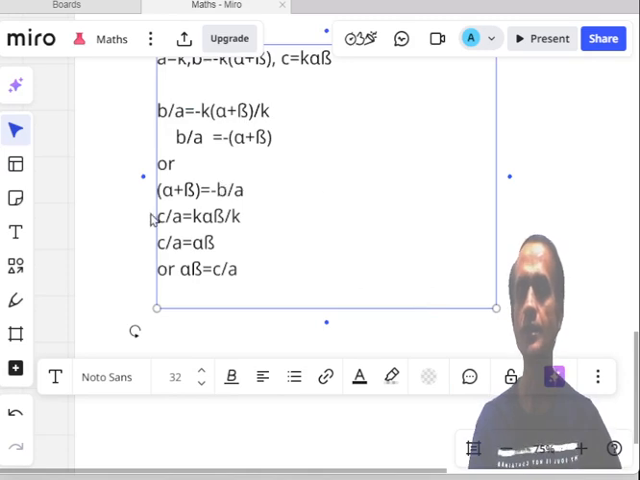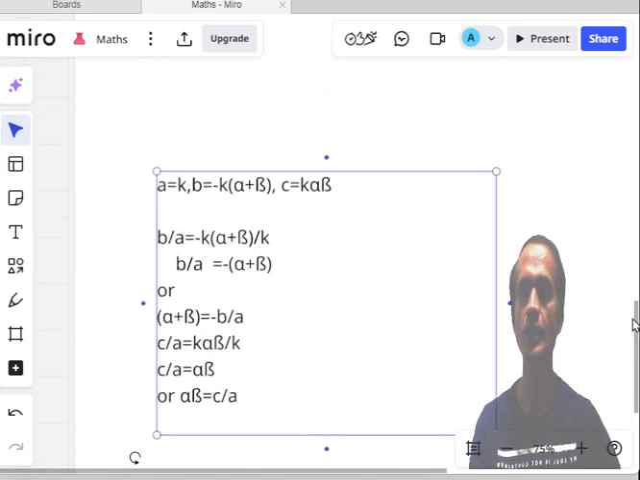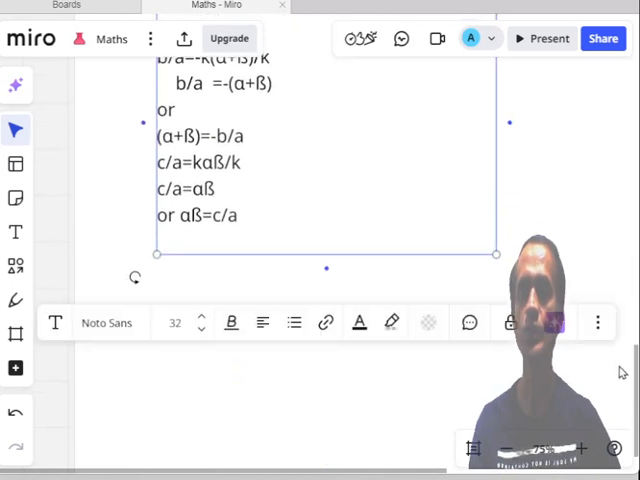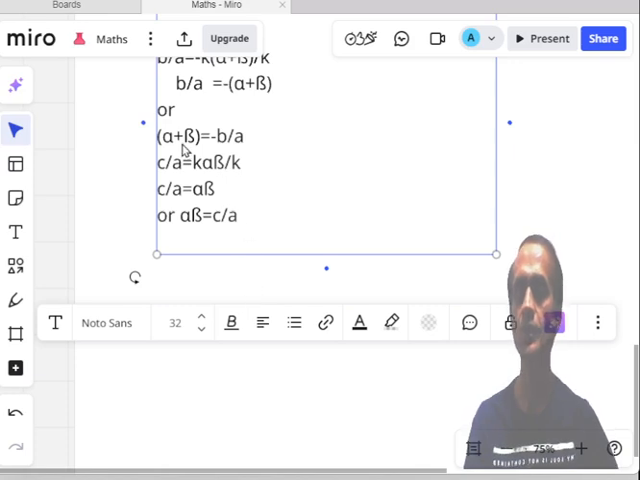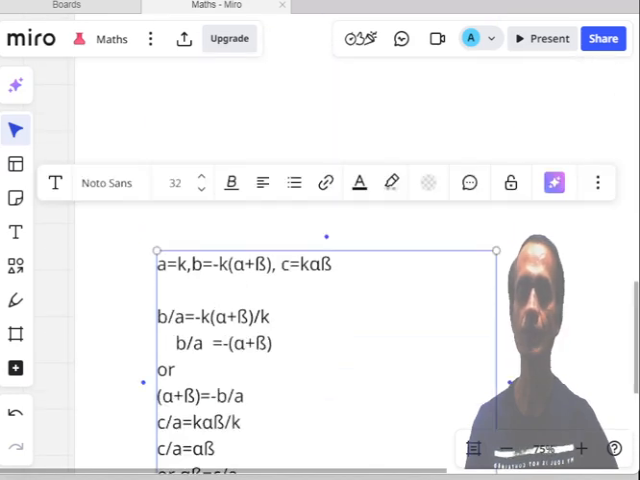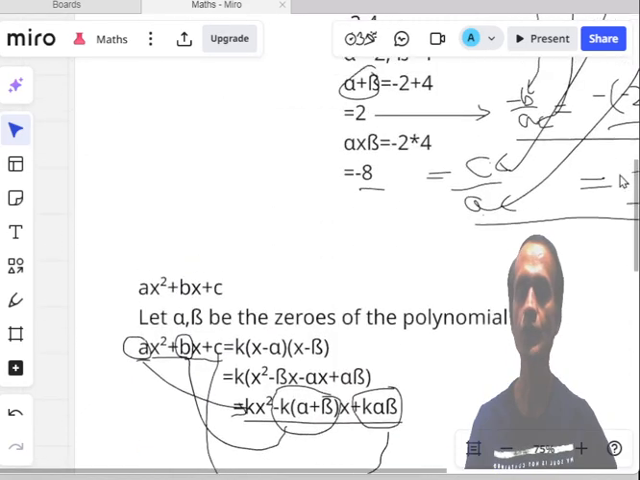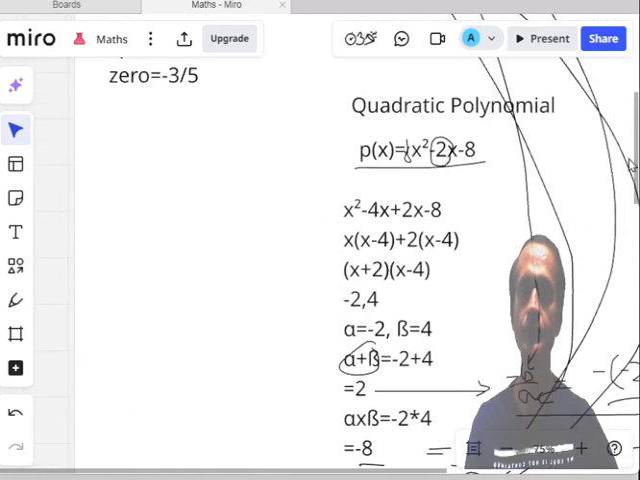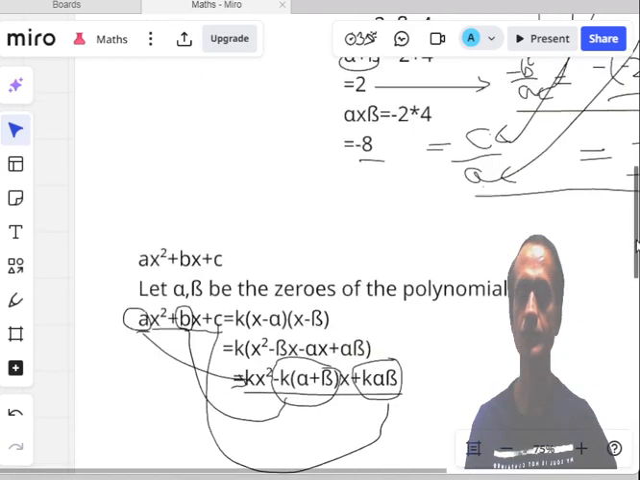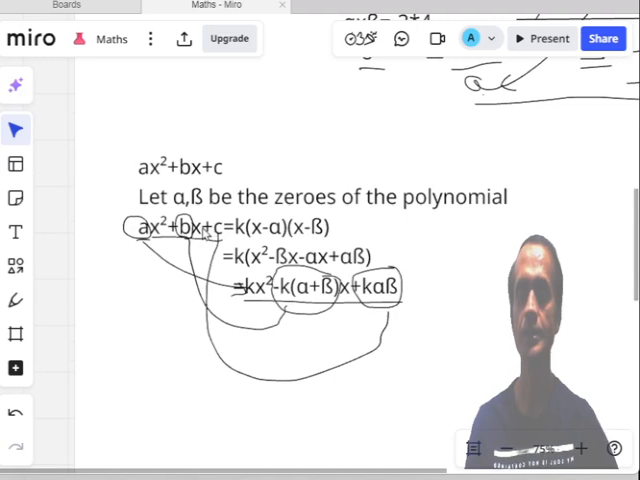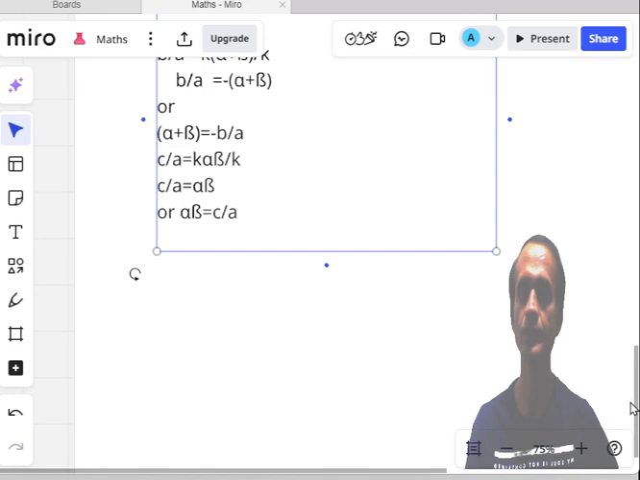So this is the relation that we have found between the coefficients of a quadratic equation and the zeros of that quadratic equation. Alpha and beta are the zeros. The sum of zeros is equal to minus b by a, where b is the coefficient of x, and a is the coefficient of x square, and c is our constant.